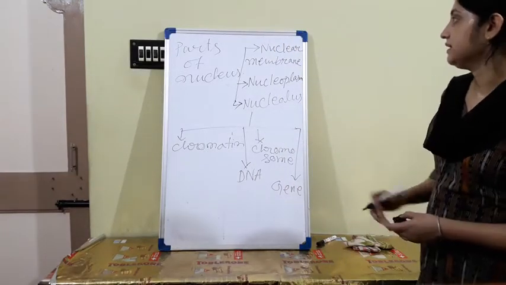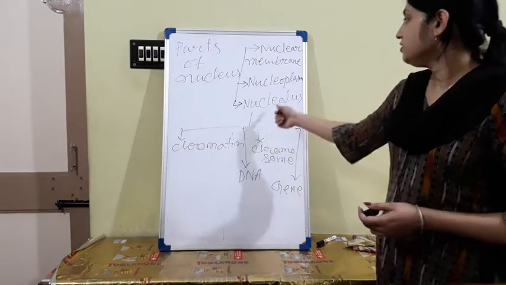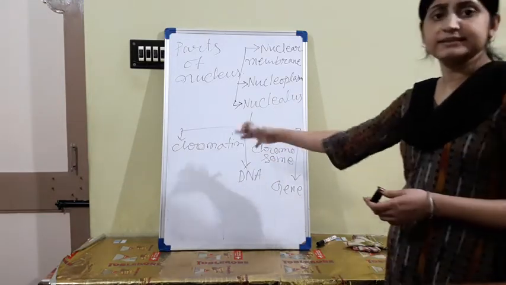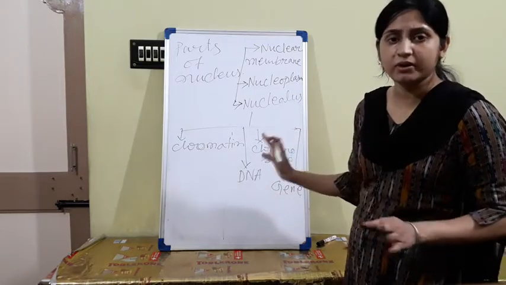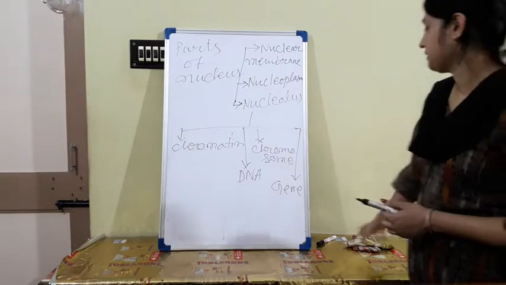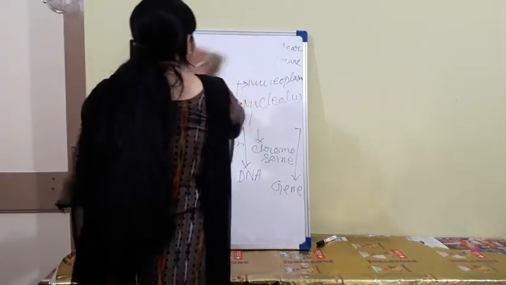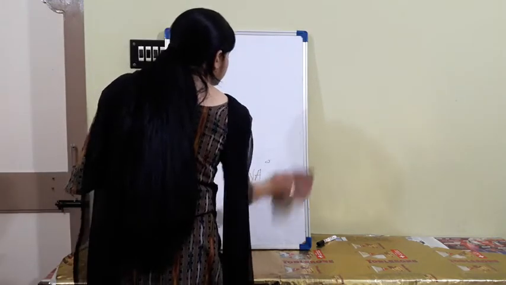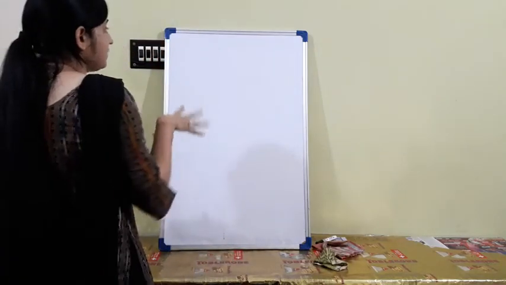Okay, that is the various parts of a nucleus. That is nuclear membrane, nucleoplasm, nucleolus. And nucleolus contains chromatin, chromosome, DNA, gene. All are the same, but they are different parts and they are named differently. Okay, nothing else. That is the structure of different parts of a nucleus. Next, we will discuss the different parts of the nucleus very briefly.